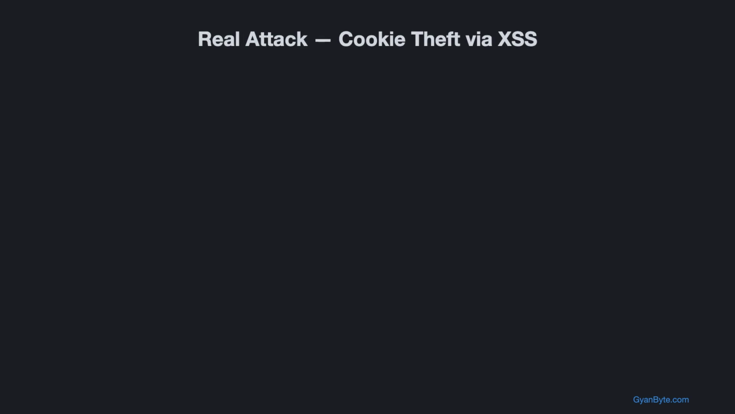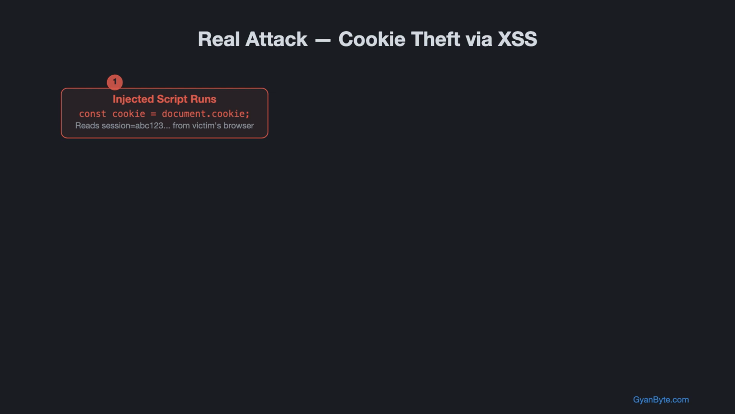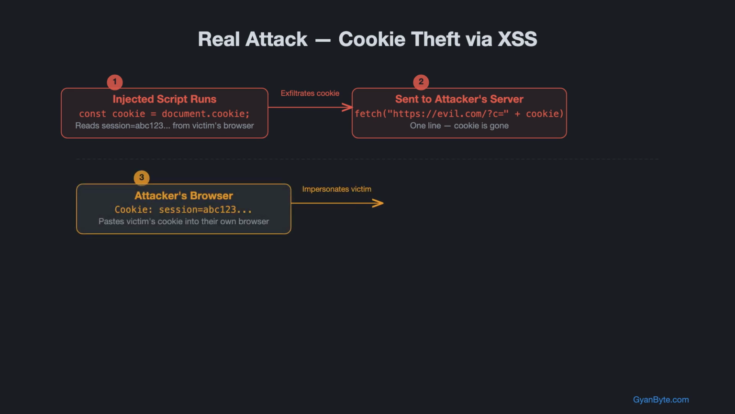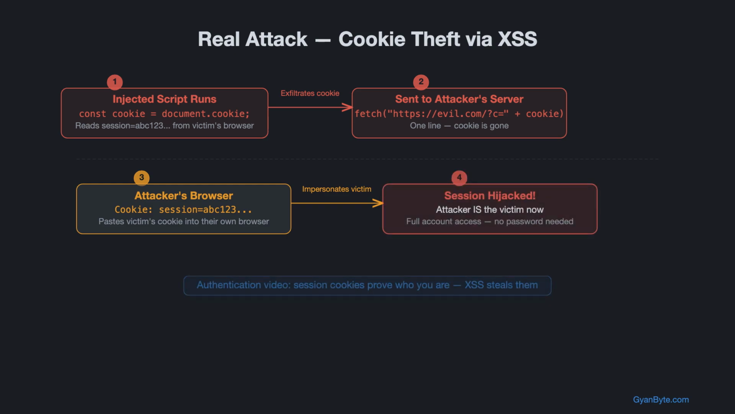Let's see what an attacker actually does with XSS. The most common payload? Cookie theft. The injected script runs document.cookie. That gives it every cookie on the domain. Then it sends that cookie to the attacker's server. One line of code. A fetch call to evil.com with your session cookie in the URL. The attacker takes your session cookie, pastes it into their browser, and they are you. Logged in. No password needed.